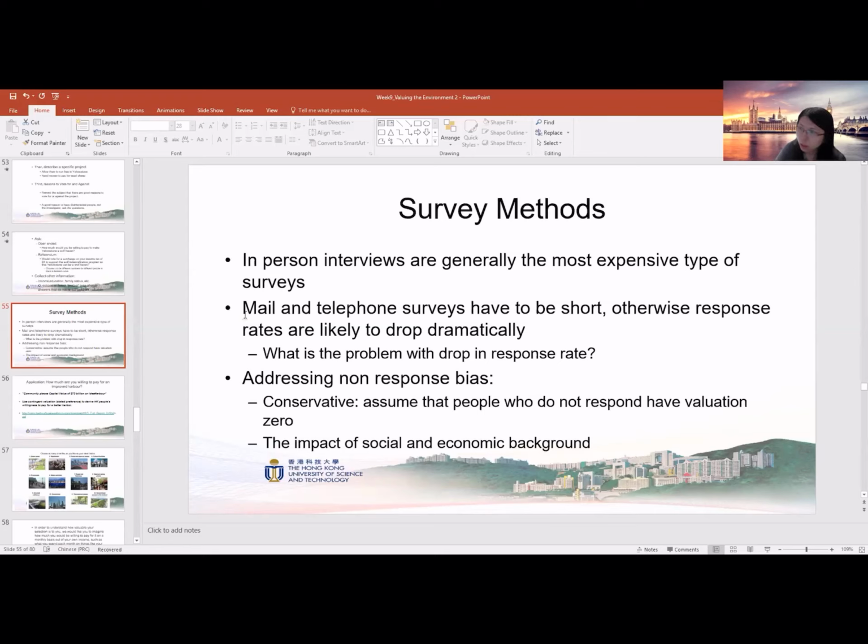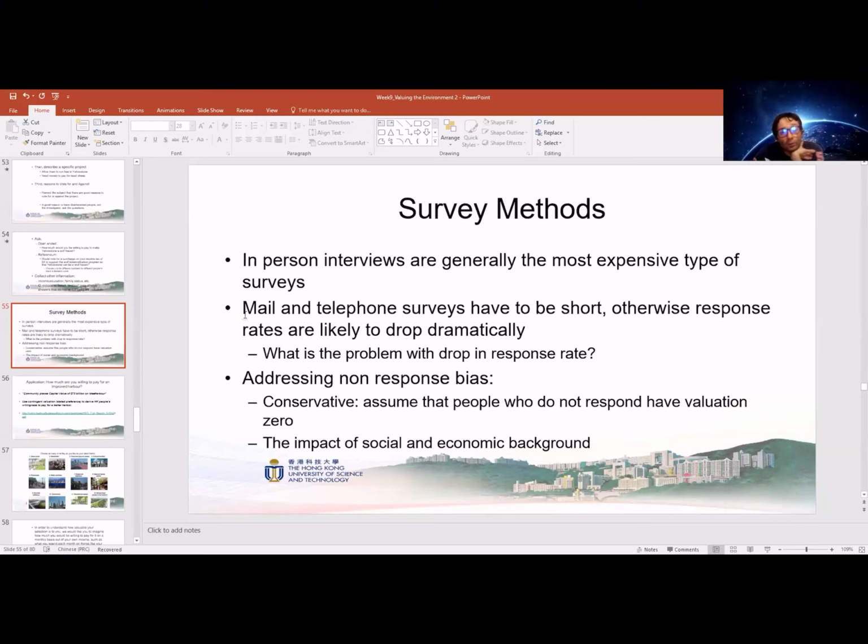Mail and telephone surveys have to be short, otherwise the response rates are likely to drop dramatically. With online surveys, you're emailing people these questions. You can imagine you send thousands of emails, you might get 20 responses. The response rate sometimes matters a lot here. It depends on the purpose of the question. But if you want to obtain a representative sample of particular kinds of people, you don't want your response rate to drop too much, right? So imagine what kind of people tend to respond to survey questions, and think about how responding to survey questions is correlated with other socioeconomic characteristics of these people.